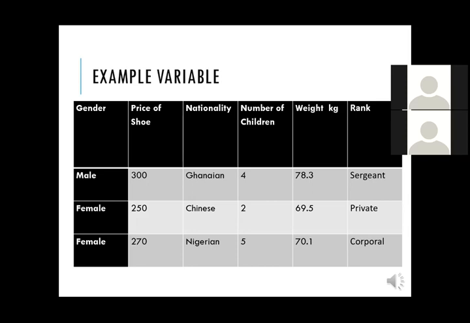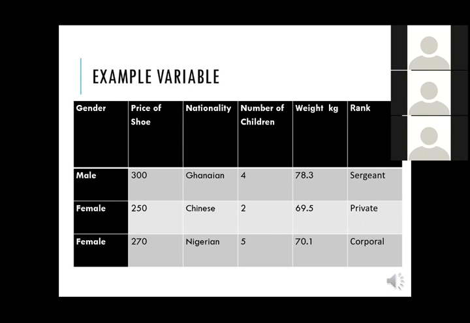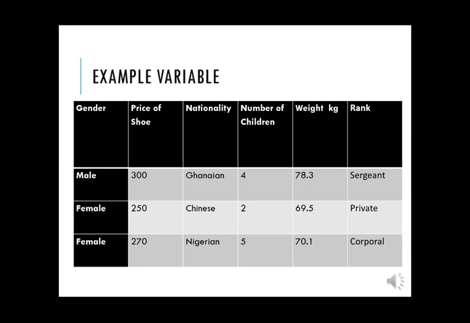Yeah, so back to my question. How many variables do we have? Yeah, Kenda. I see two here, which are the prices of shoe and the weights. Very good. Okay, Kenda, thank you for your response.